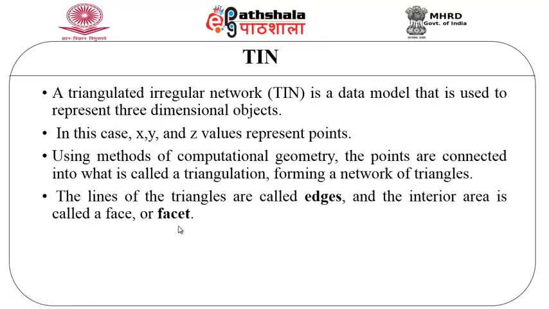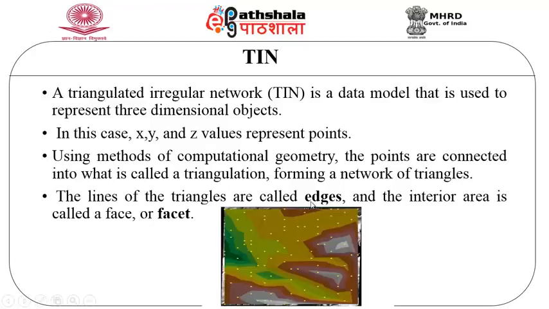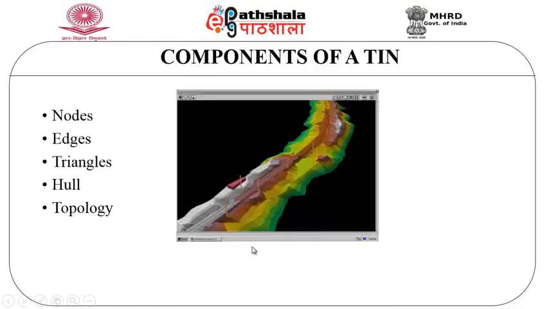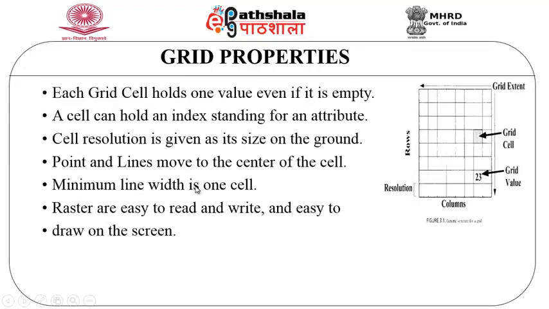The next one is the triangulated irregular network, which is also called a TIN, a data model that is used to represent 3-dimensional objects. In this case, the x, y, and z values are included to represent the points. Using methods of computational geometry, the points are connected into what is called a triangulation, forming a network of triangles. The lines of the triangles are called the edges, and the interior area is called a face or facet. So, this is an example of a triangulated irregular network. These are the various components of a triangulated irregular network: nodes, edges, triangles, hull, and the topology.